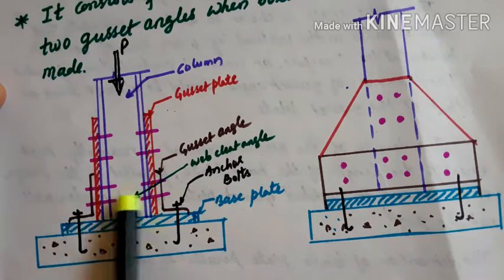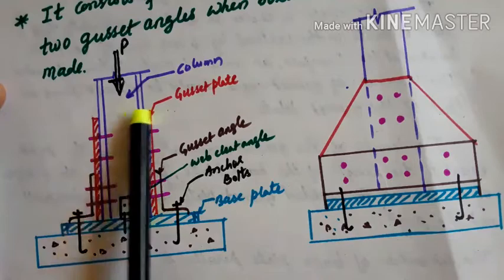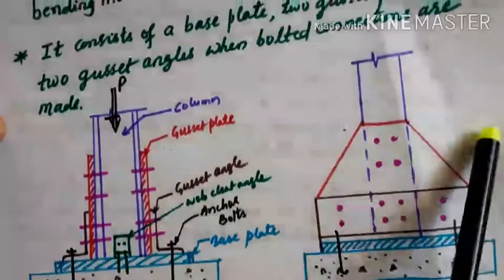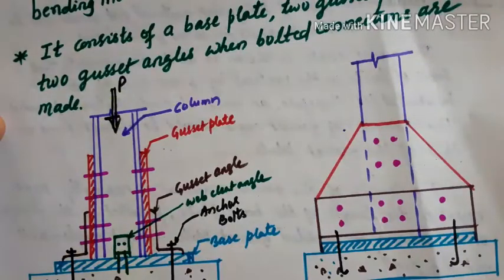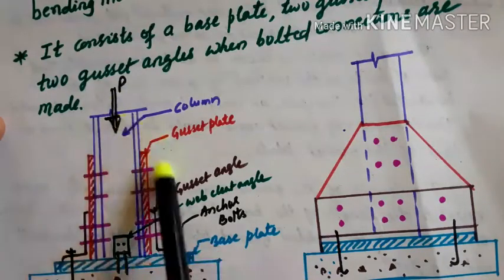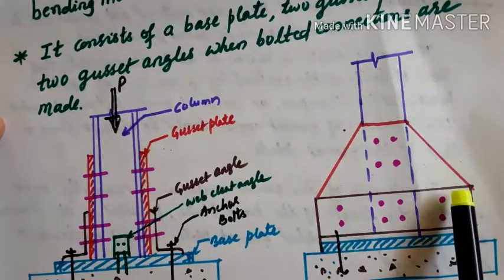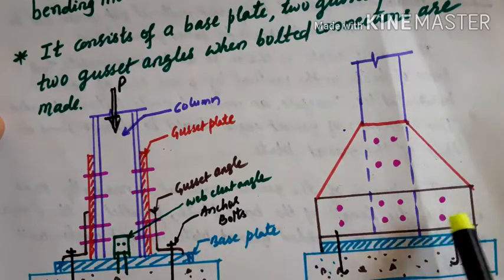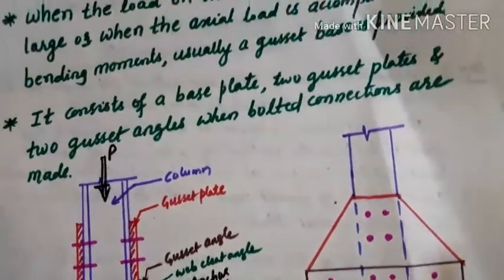And in a gusseted base, when the load coming on the column is on the heavier side, or the load is accompanied with any moments, then to take care of that load and distribute it on a wider area of the concrete pedestal, a gusseted base will be used. Okay, that is the difference.